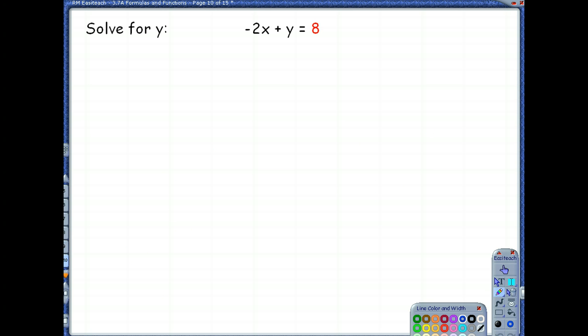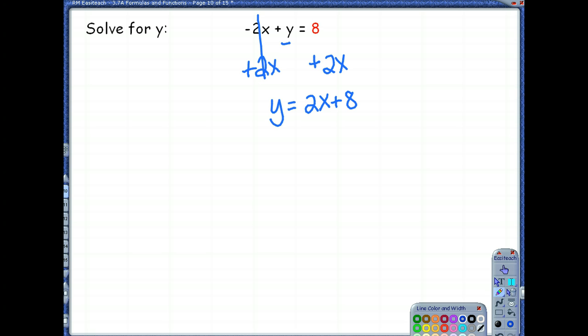Okay, for this next one, it's another one where we're just solving for y. We want to get this y by itself. Notice that on the same side of the y is this negative 2x. To remove that, I need to add a 2x. I'm doing its opposite operation. Whatever I do to one side, I have to do to the other side. So I'm left with y is equal to 2x plus 8.